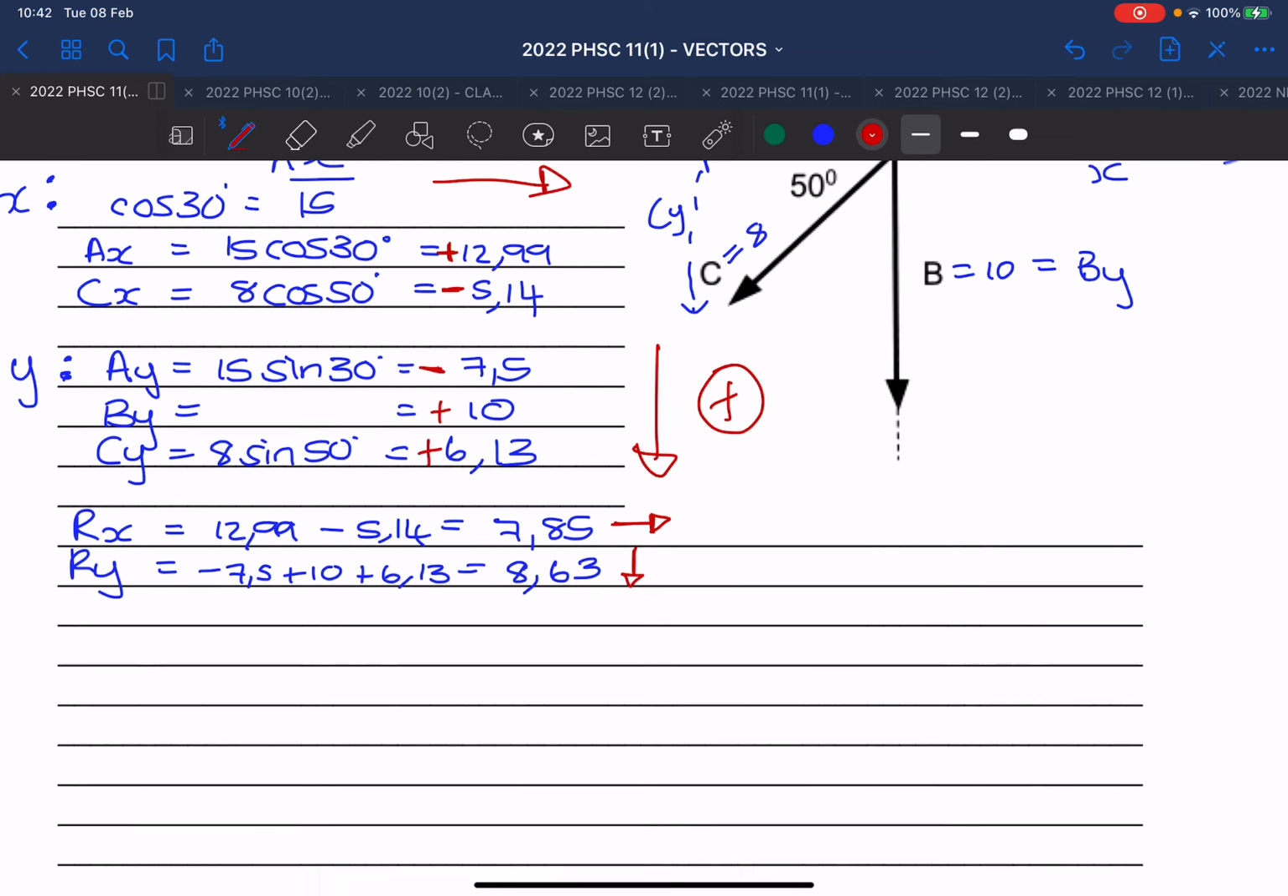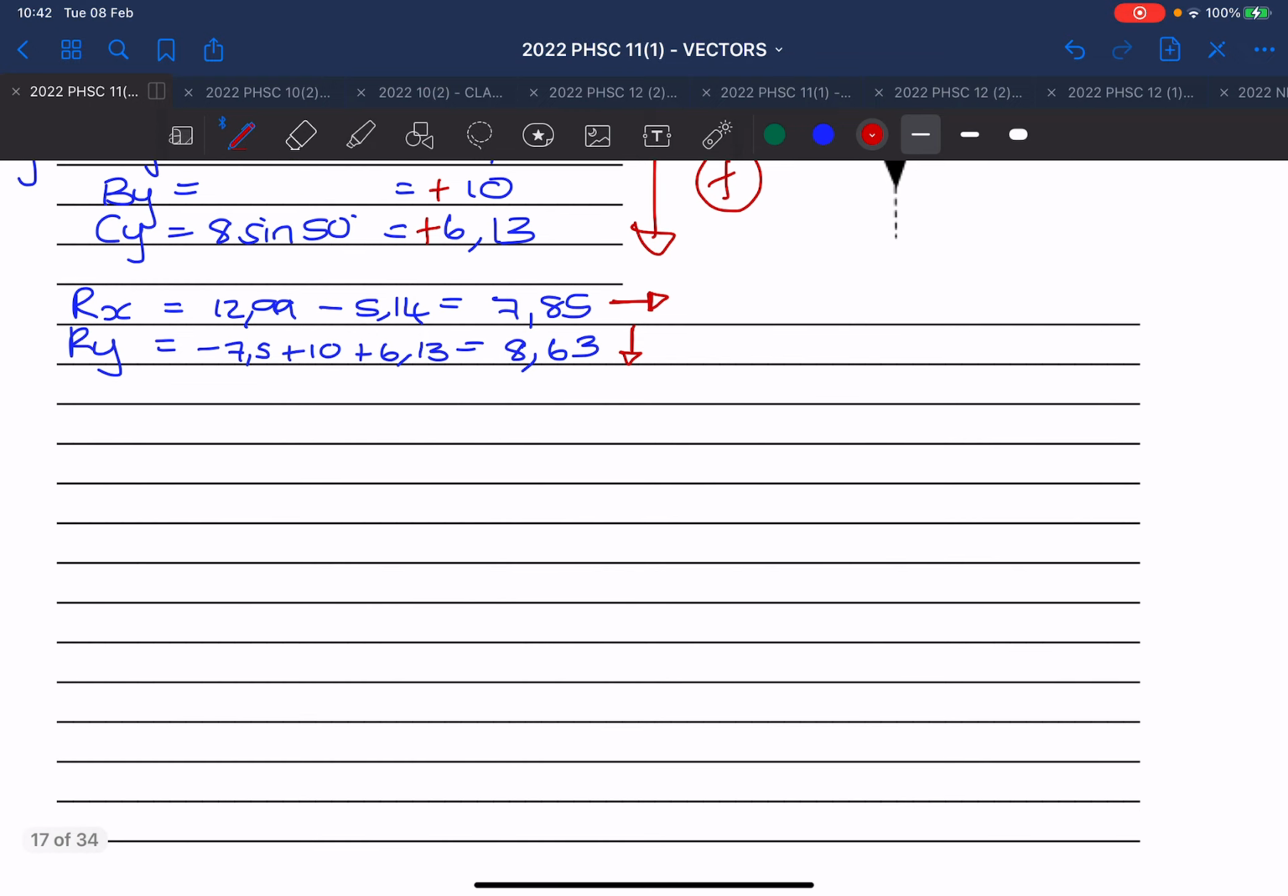So I added all the X's together, I added all the Y's together. Now I'm going to draw for myself a little sketch. I have a vector, that's my starting point, that goes to the right, 7.85, and I have one going down, that is 8.63. So the resultant of the two using the parallelogram method, once, not a million times, will be somewhere there.